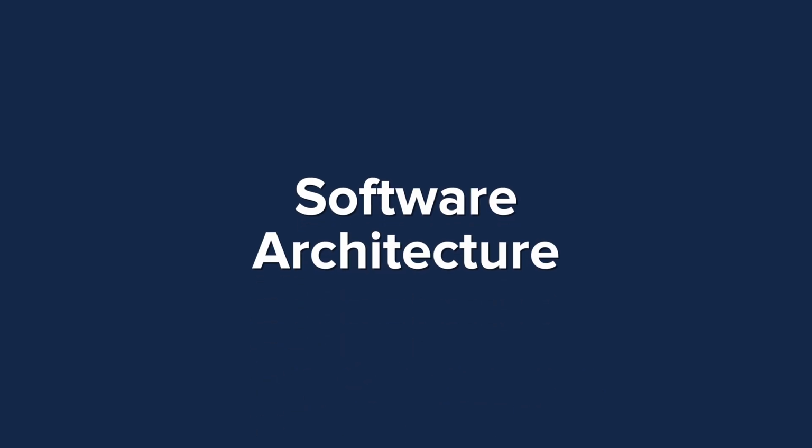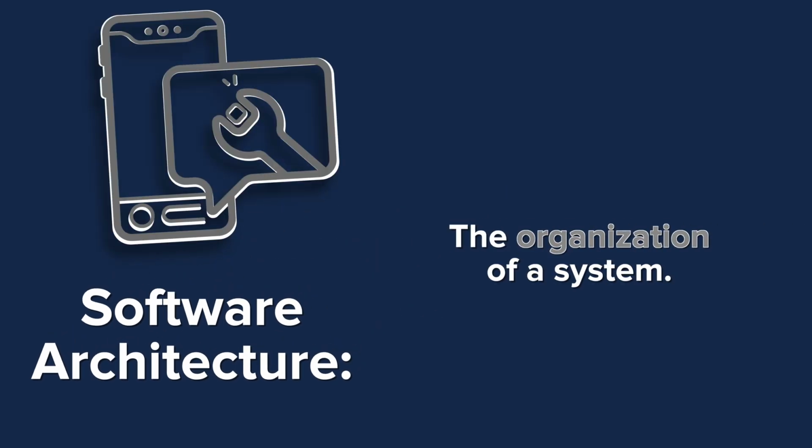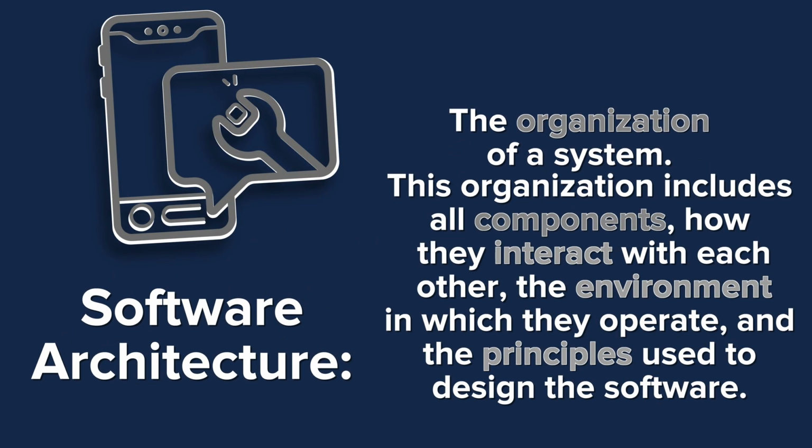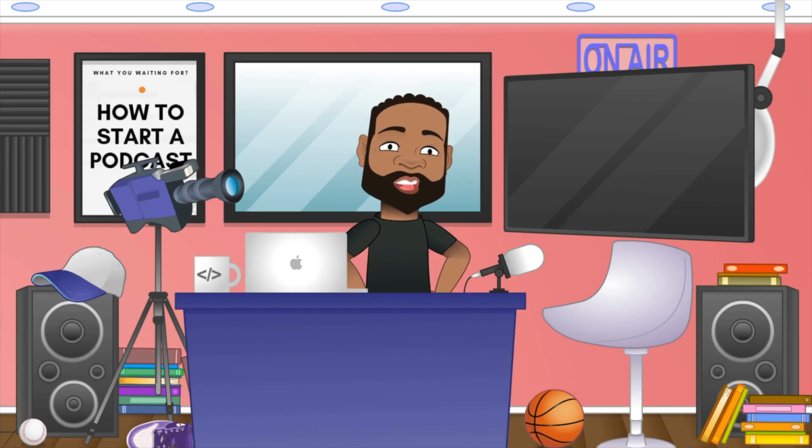But software architecture is simply the organization of a system. And this organization includes all the components, how they interact with each other, the environment in which they operate, and the principles used to design the software. So in many cases, it can also include the evolution of software into the future.